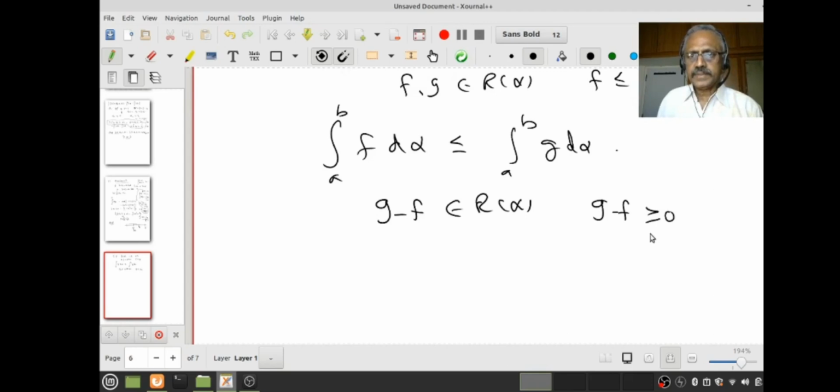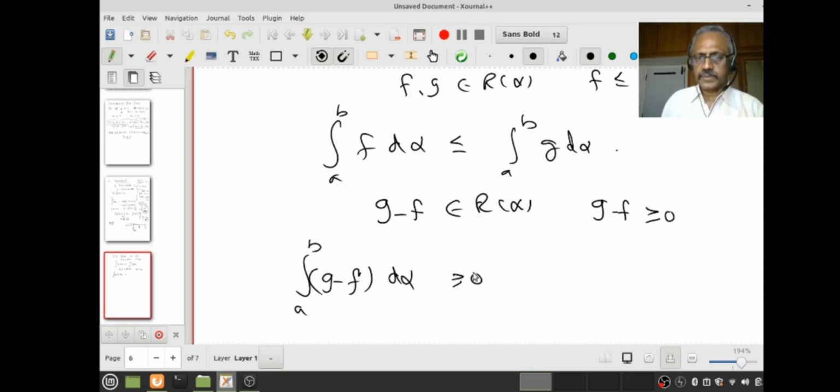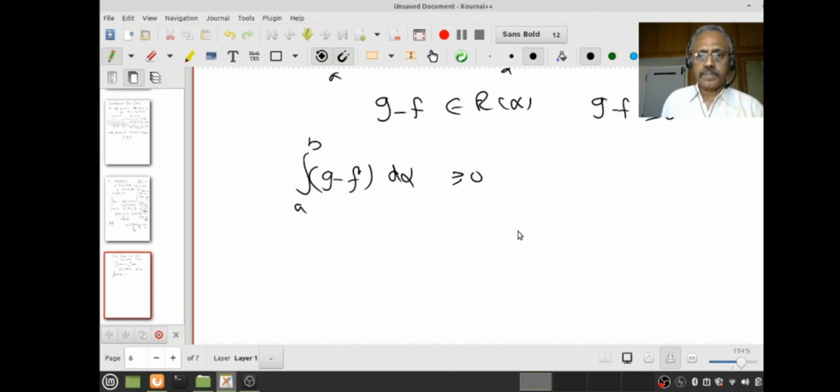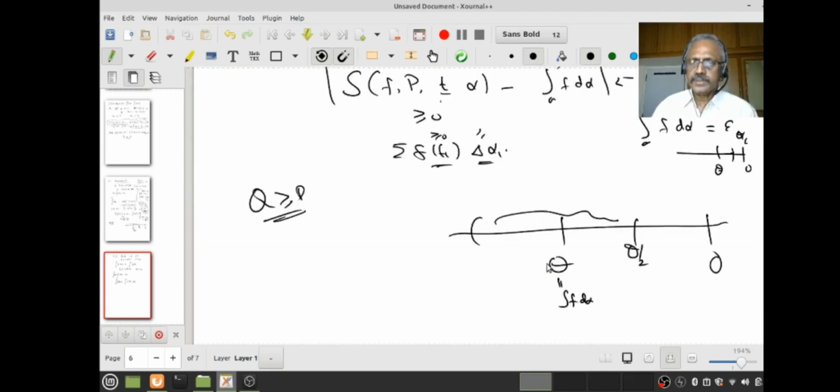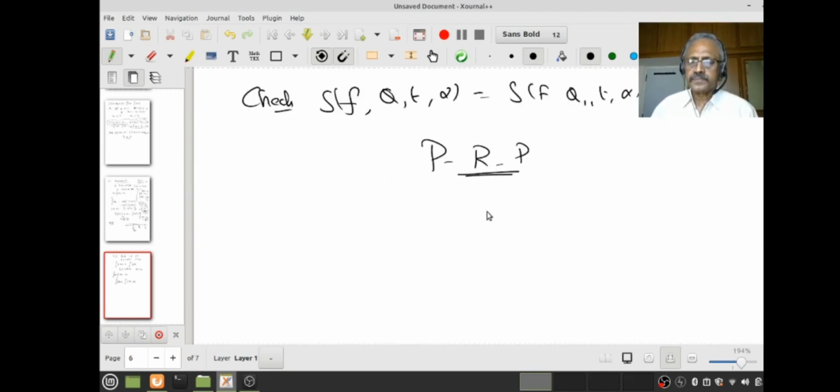Is that okay? So what have I done now? g minus f is greater than or equal to 0. Therefore the integral of g minus f d alpha from a to b must be greater than or equal to 0 by the first part. But then by the linearity of the integral, this is nothing other than integral a to b g d alpha minus integral a to b f d alpha, that is greater than or equal to 0. Therefore the result follows. Okay, have you understood?